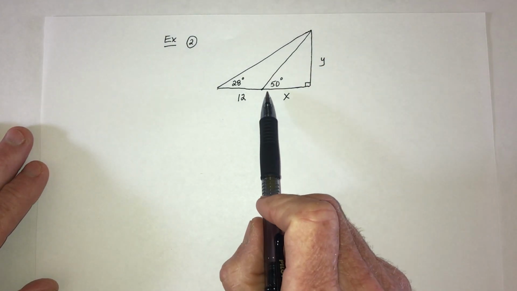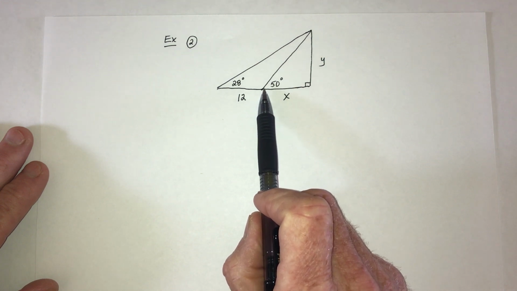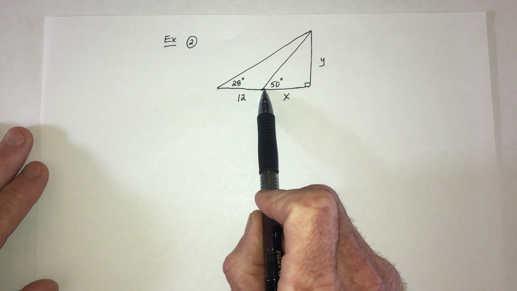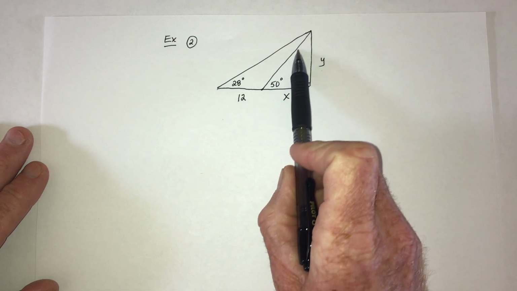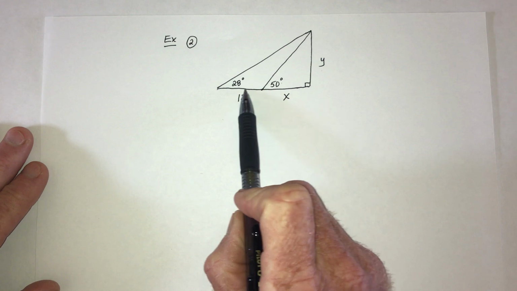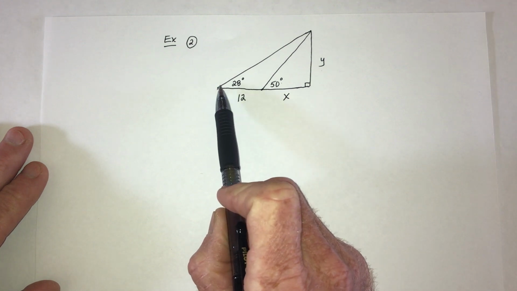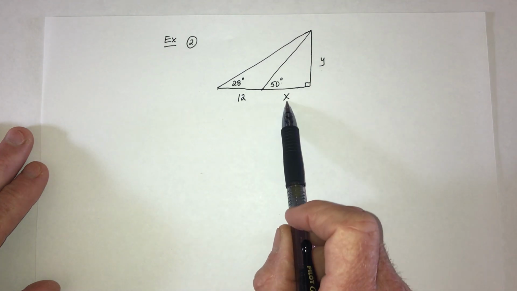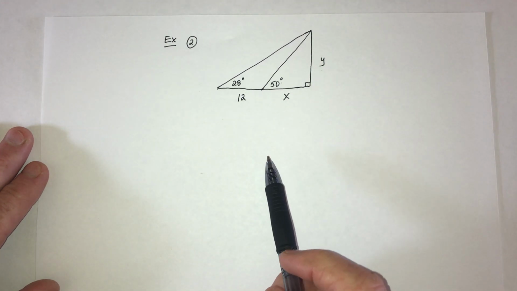So there are applications that are like this. A person wants to know how tall this building is. They stand here and they measure the angle of elevation to be 50 degrees. Then they move 12 feet farther away and they remeasure the angle, and now it's 28 degrees. Find X and find Y.